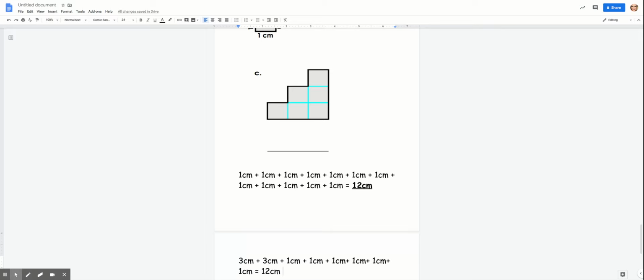Now you're going to go to Seesaw Math, and there's an assignment in there titled Area and Perimeter. You are going to practice finding the area and perimeter of objects. Be sure to turn your work in when you have completed it.